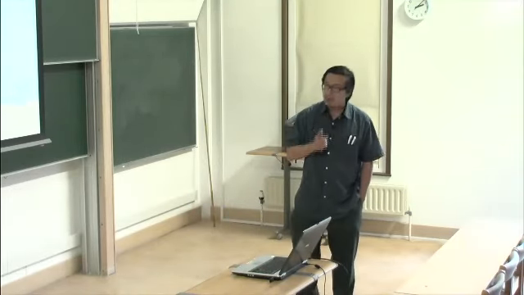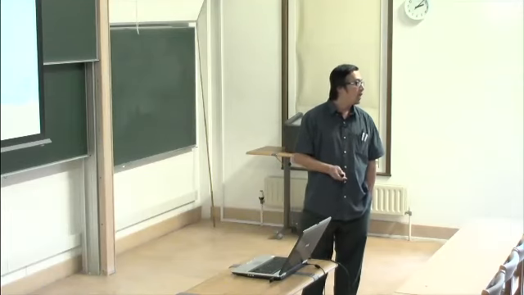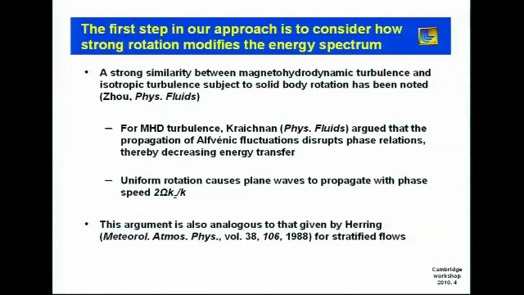All right, so basically, let me just start from something I just mentioned. One of the first things you can do is to examine what kind of modification this kind of external agency makes on the spectrum of the turbulent flows. So the first step we want to do is consider how this strong rotation modifies the energy spectrum. This will give you the first indication of how the physics has been modified.